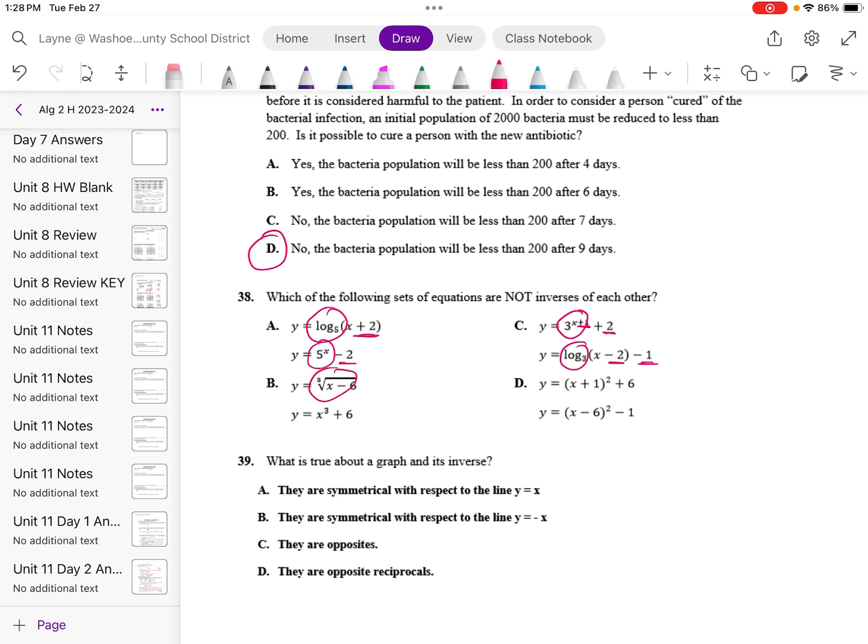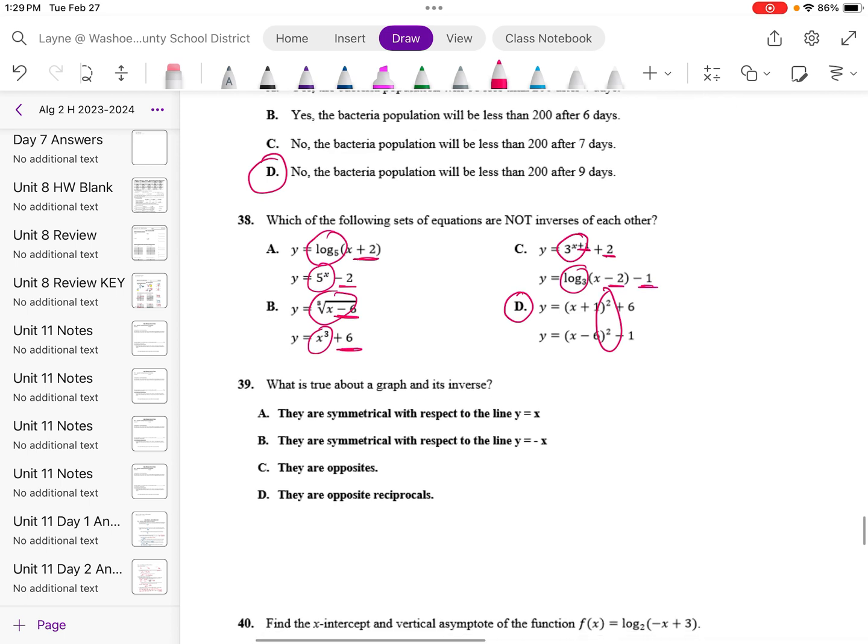The inverse of a cube root is a cube, so that's all good. This minus 6 inside the radical becomes a plus 6 on the outside, so that looks good. This is our big issue. The inverse of a squared function should be a square root function. So those are not inverses of each other. The other thing you could do is plug one into the other, and if they are inverses, it should simplify to x. Or the other thing you could do is take one of the equations, switch x and y, and solve for y, and you should get the other equation.